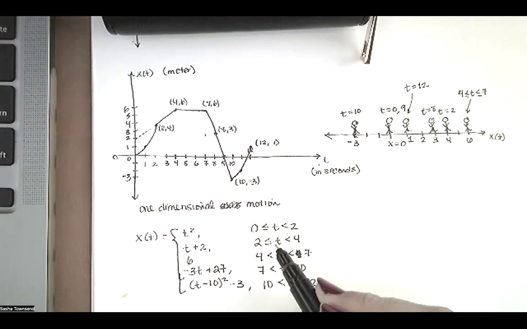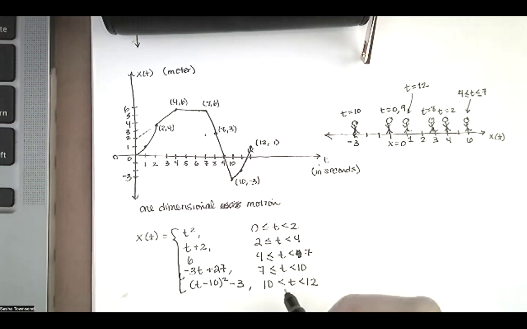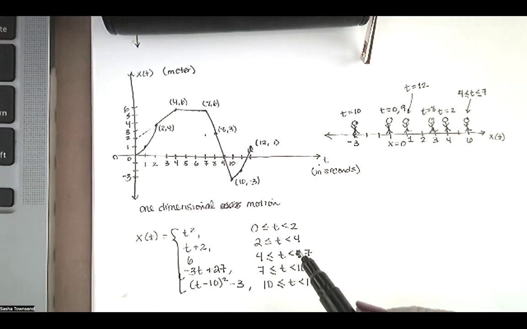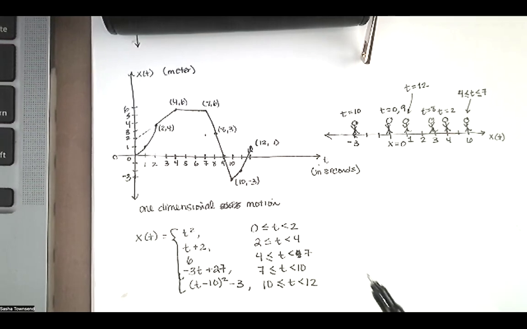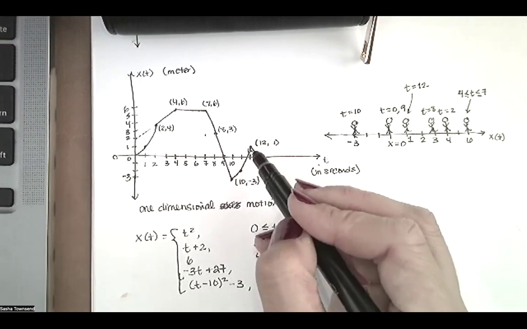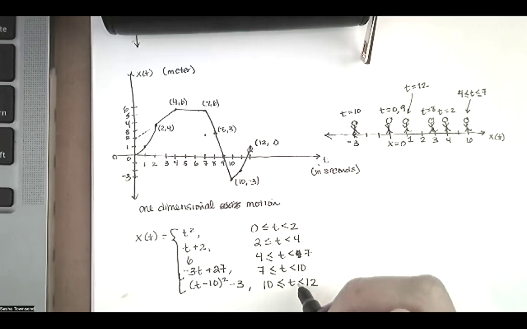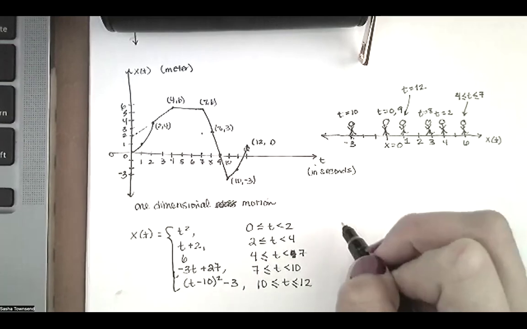So these intervals need to include 4, 7, 10. I'm just going to put less than or equal to signs on this side. Because it's continuous, I could have just as easily put less than or equal to signs on the other side, but it's tradition to usually use a less than or equal to on the first part. And then the function is continuous at t equals 12, so we'll put less than or equal to there as well. So this is our x of t.